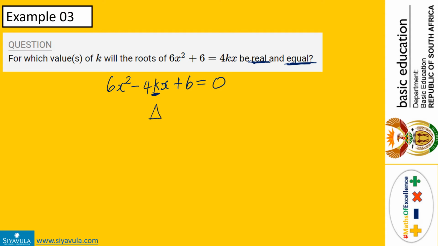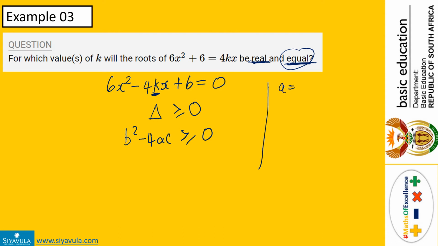We said delta must be greater or equal to 0. Why are we including equal? It is because they said equal, right? So our delta must be greater or equal to 0. We know our delta is b squared minus 4ac, which must be greater or equal to 0. So we're just going to calculate our delta.